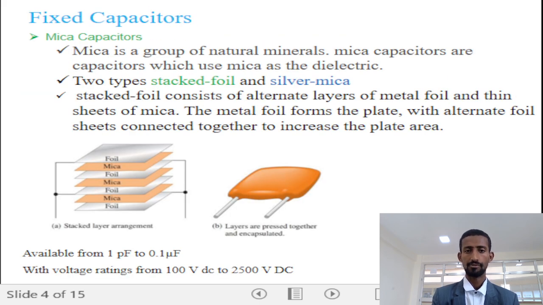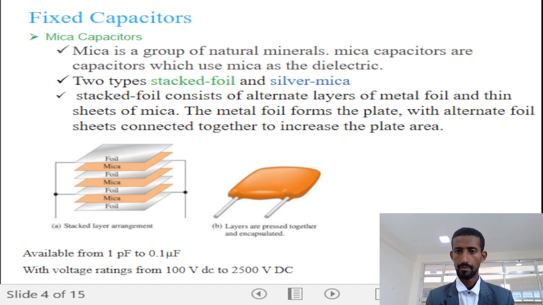So let's see the first category, that is fixed type of capacitors. The first fixed type of capacitor is the mica capacitor. What is mica? Mica is used as a dielectric material. Mica is a group of natural minerals, and mica capacitors are capacitors which use mica as a dielectric.